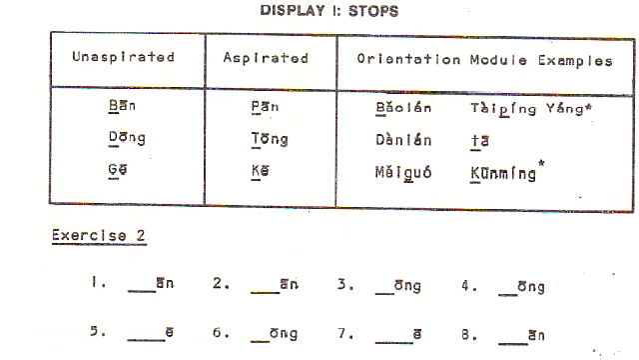Now let's start on the new consonants. Look at display 1 and listen to the speaker read the 3 pairs of surnames. Ban. Pan. Dong. Tong. Ge. Ke. Again. Ban. Pan. Dong. Tong. Ge. Ke.